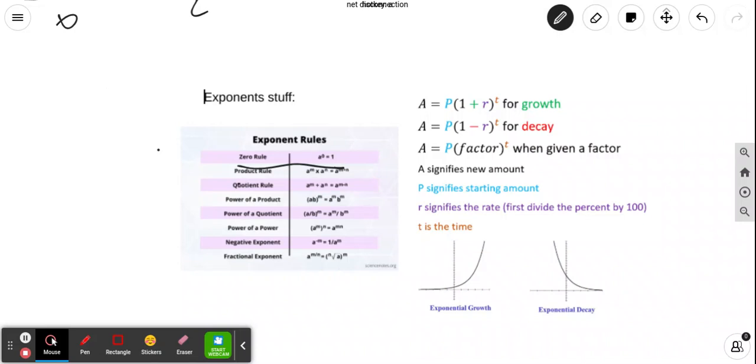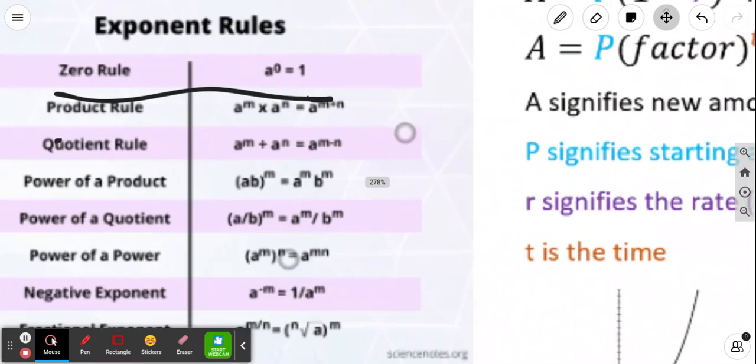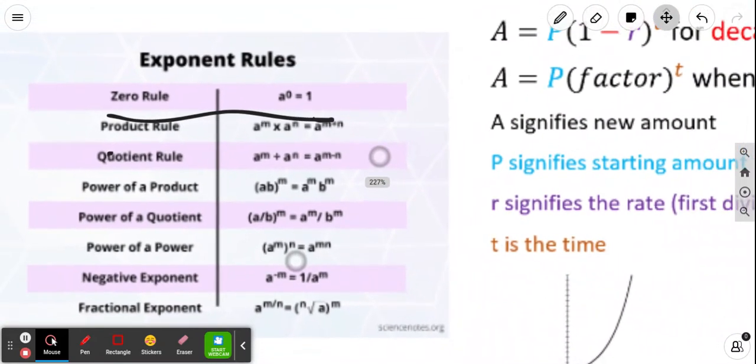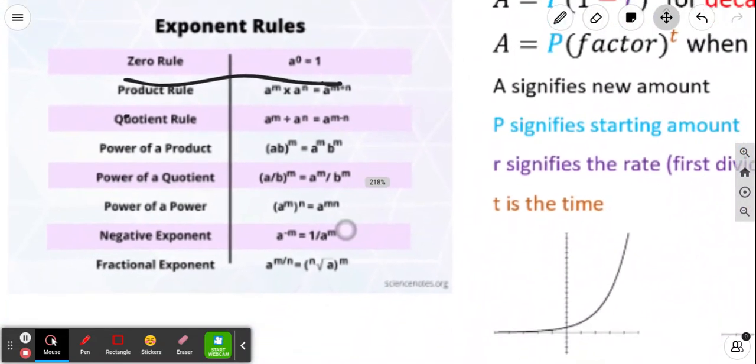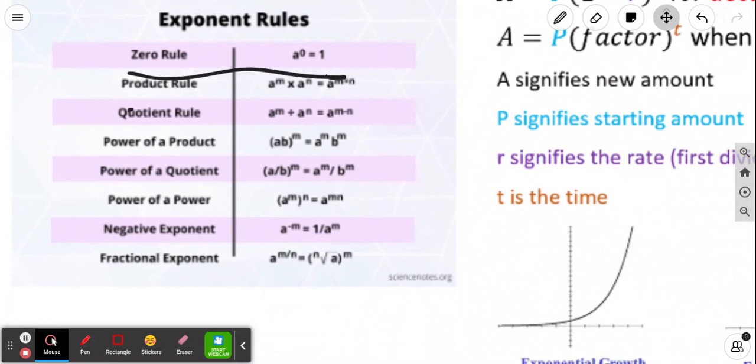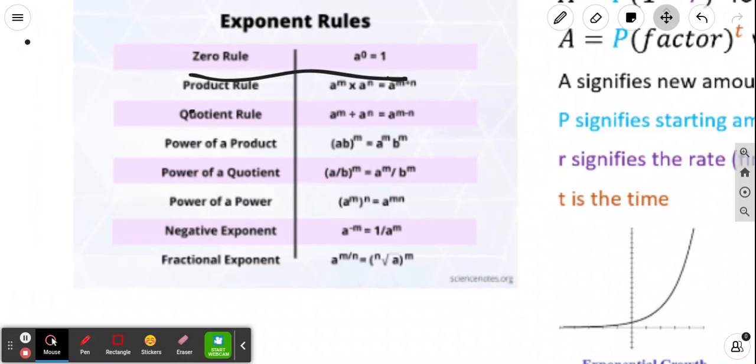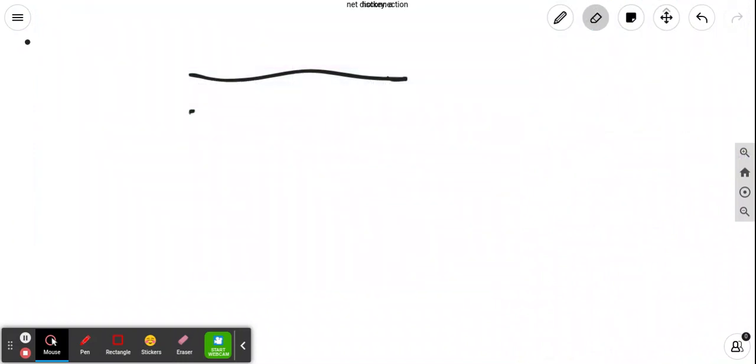The quotient rule, similar, but not the same. If you have here, I haven't seen this much either, but it is there. If you have the same bases like this, you can subtract the exponents like this, as you can see.